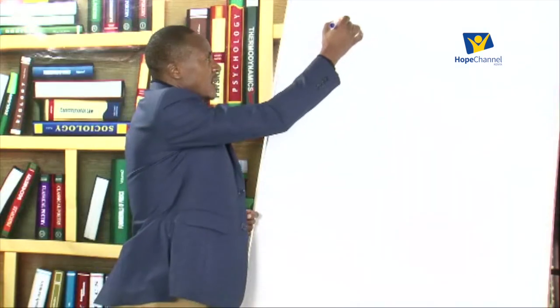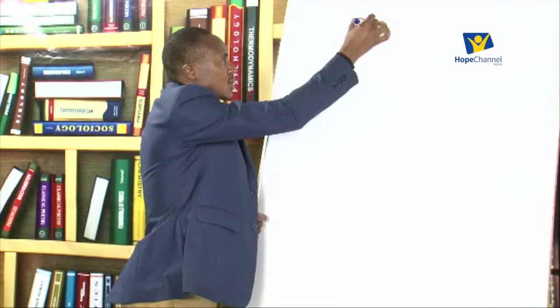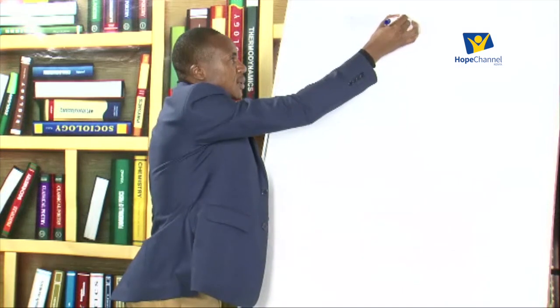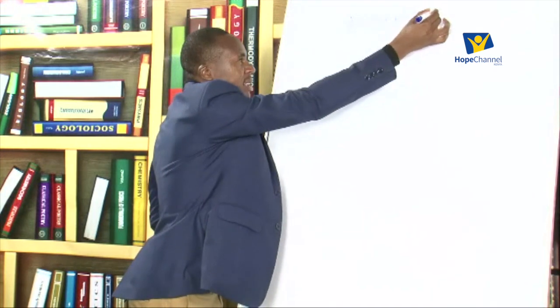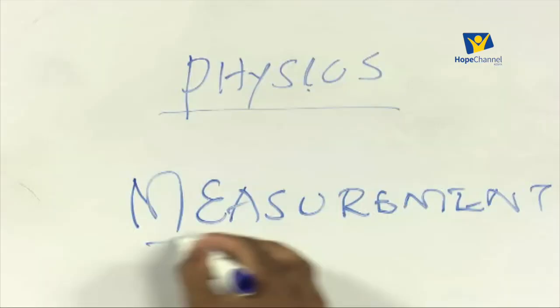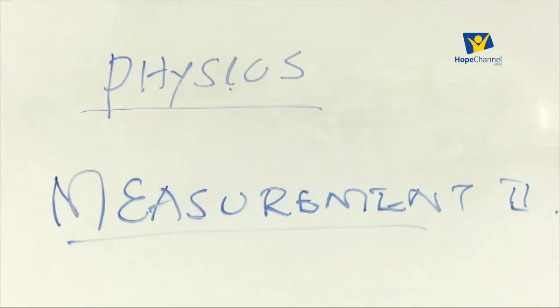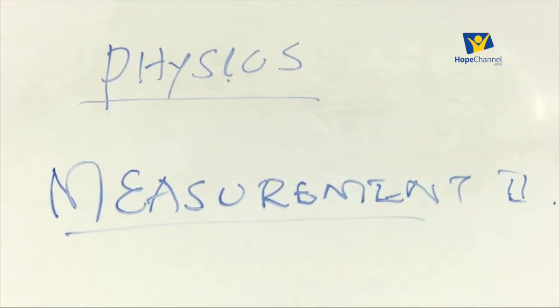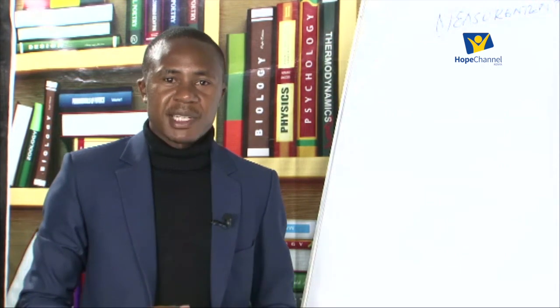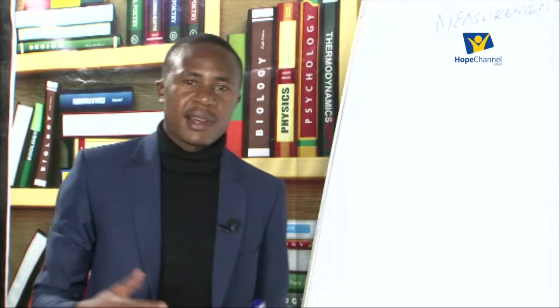So our topic, as we have mentioned, is measurement 2, and we are going to proceed from where we stopped in our previous lesson. I want to remind you that last time we talked about a few things concerning measurement 2. Measurement 2 has to do more with how we express the answers we obtain in the calculations.